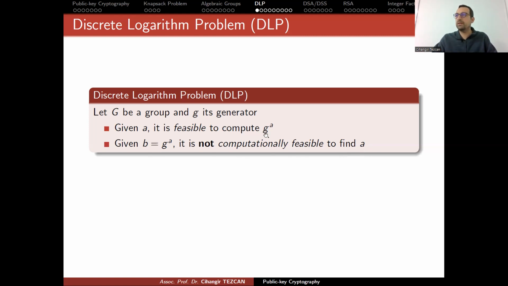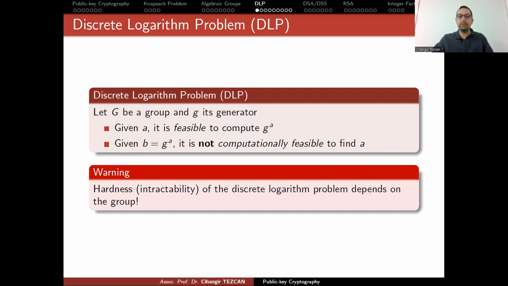So you have the generator. When I give you a, you can add this generator to itself, or multiply in this notation, to itself a many times and obtain the result. But when I give you the output and ask you which power of g it is, it should be hard for you to find. Okay, this is how we define the discrete logarithm problem.